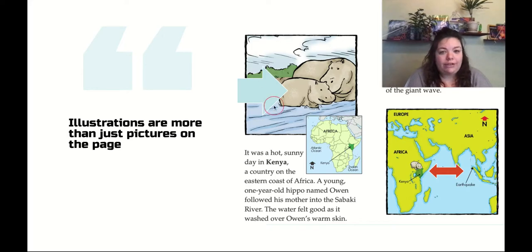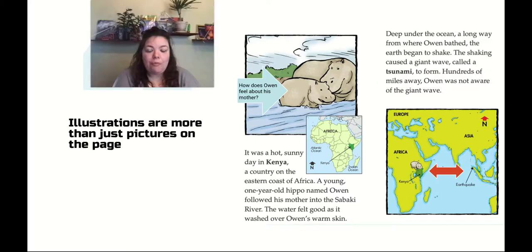However, if we look at this picture up here, how does Owen feel about his mother? It doesn't say in the words how he feels, but if I look at the picture, I can see they look very happy together. They're swimming. They look like they love each other. It looks like he is happy where he is, which ends up being important to the rest of the book. So it's important that we're looking at these pictures to make sure.